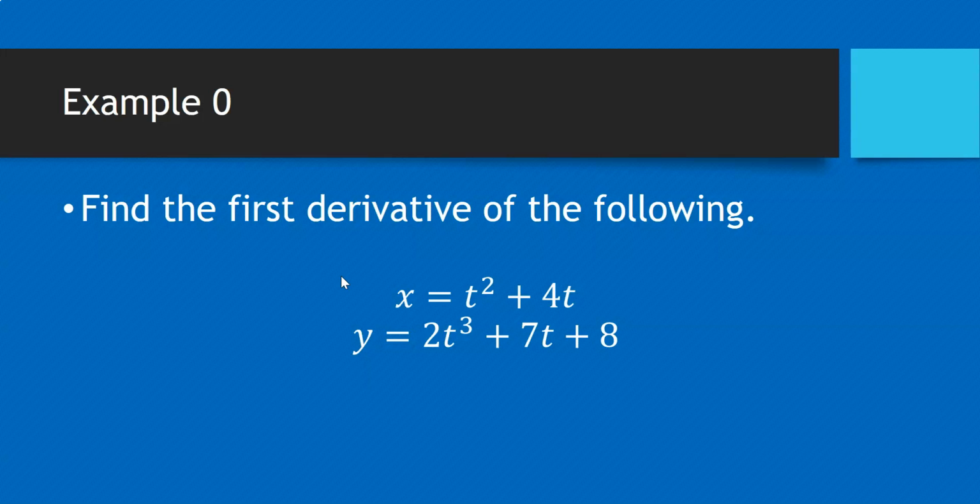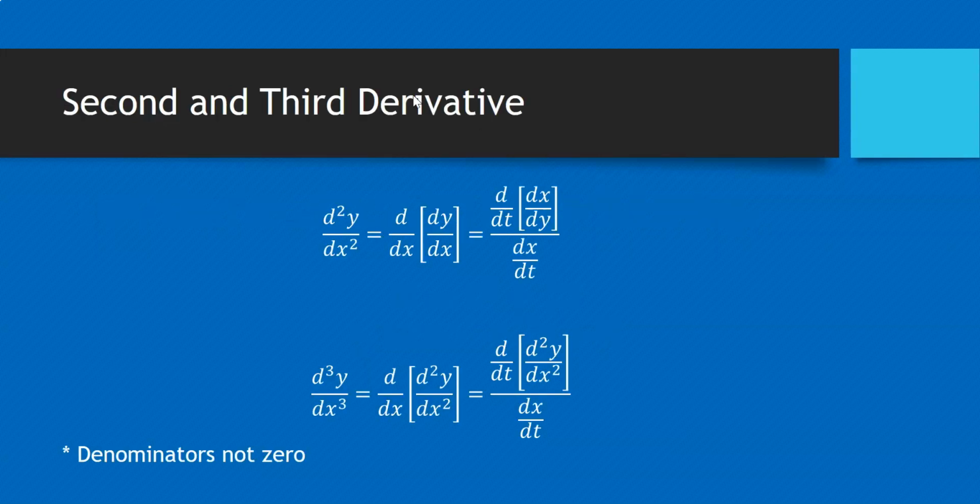Now, what happens when we take a second derivative? Well, a second derivative is basically just a derivative with respect to x of your first derivative. So in order to get a second or a third derivative, we're going to take our first derivative and set it essentially as the y equals function.